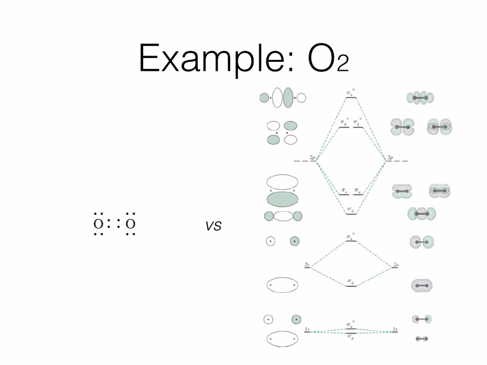On the right hand side is the molecular orbital diagram. Now there are many different things here, so I want to break them apart. On the left and the right are cartoons. Those are the cartoons of the molecular orbital.